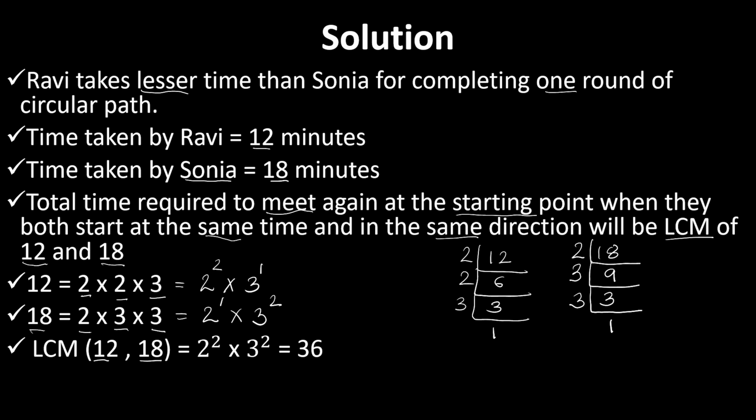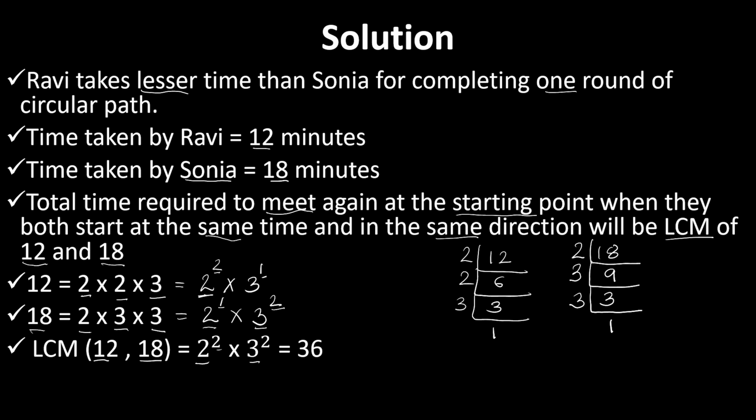Now look, for 12, the prime factor 2 has the exponent 2, whereas in 18, the prime factor 2 has 1 as its exponent. Among both of them, what is the highest? 2, right? The exponent 2 is highest. So we will write 2 raised to 2. Similarly, let's look at 3. In 18 it has exponent 2, 3 raised to 2, and in 12 the exponent of 3 is 1. Among both of them, the highest is definitely 2, so we will write 3 raised to 2.